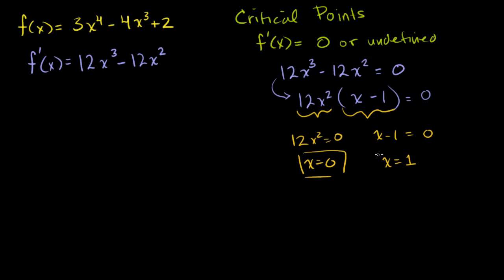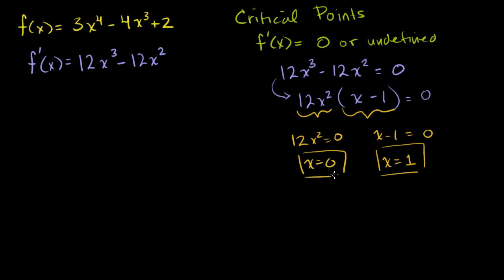Our two critical points are x is equal to 0 and x is equal to 1. And remember, those are just the points where our first derivative is equal to 0, where the slope is 0. They might be maximum points, they might be minimum points, they might be inflection points. We don't know. If this was a constant function, they could be anything. So we really can't say a lot about them just yet. But they are definitely points of interest.